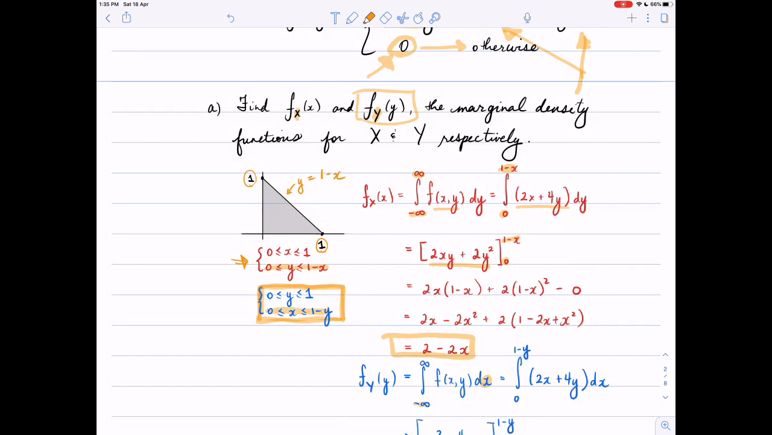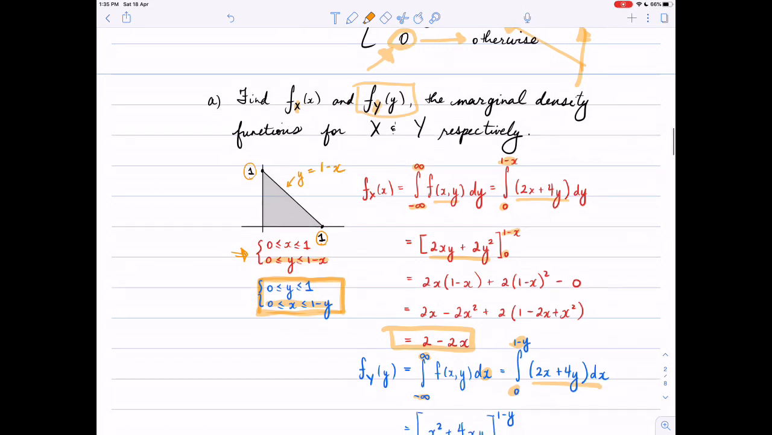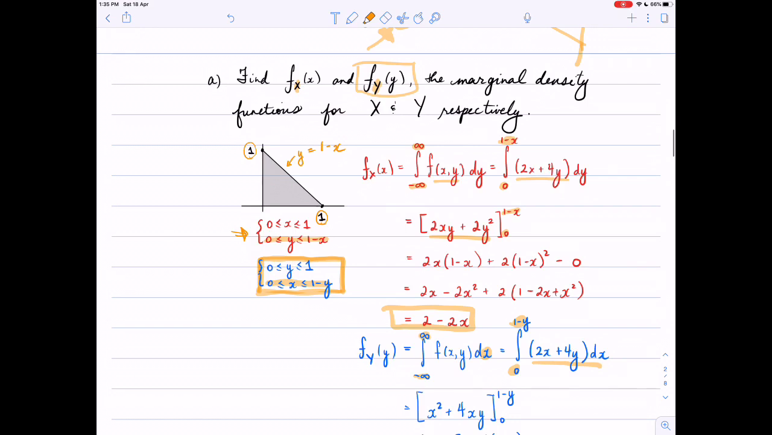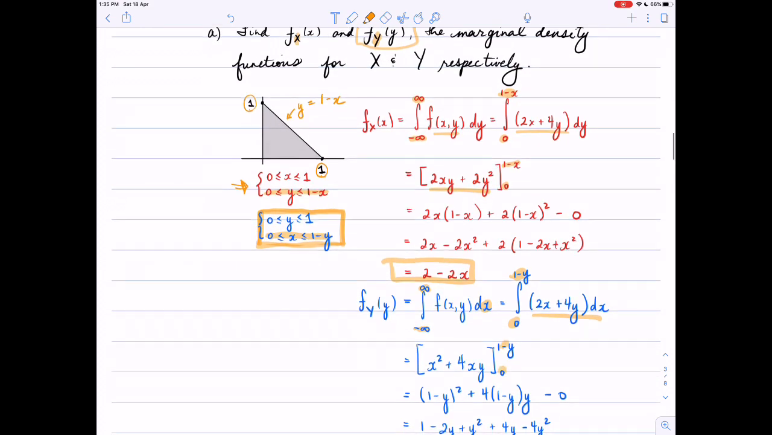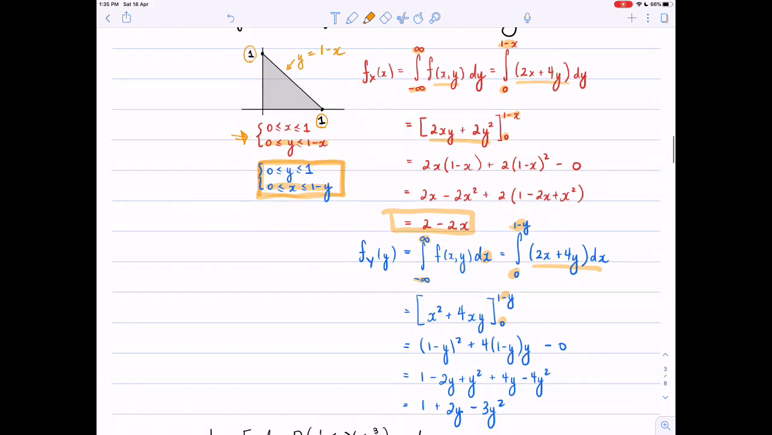So the minus infinity to infinity over the support becomes from 0 to 1 minus y of the density function 2x plus 4y dx. So we integrate, anti-differentiate, plug in the bounds, simplify, and we end up getting this as the marginal density function of the y variable.